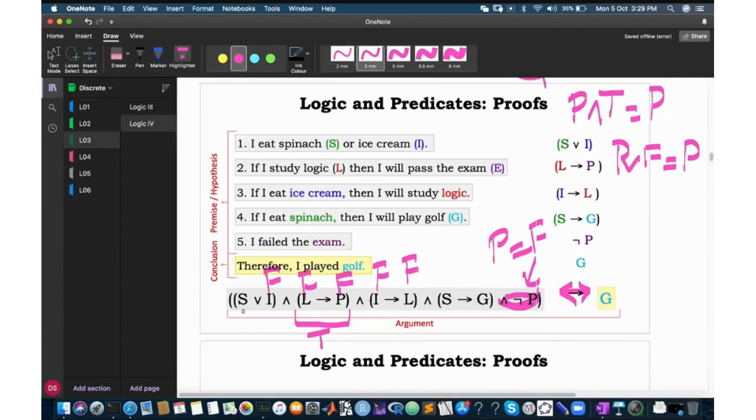So in this case, I would get an S here. So S must be true, right? Because if this is false, this must be true, right? But if this is true, then I would study logic.